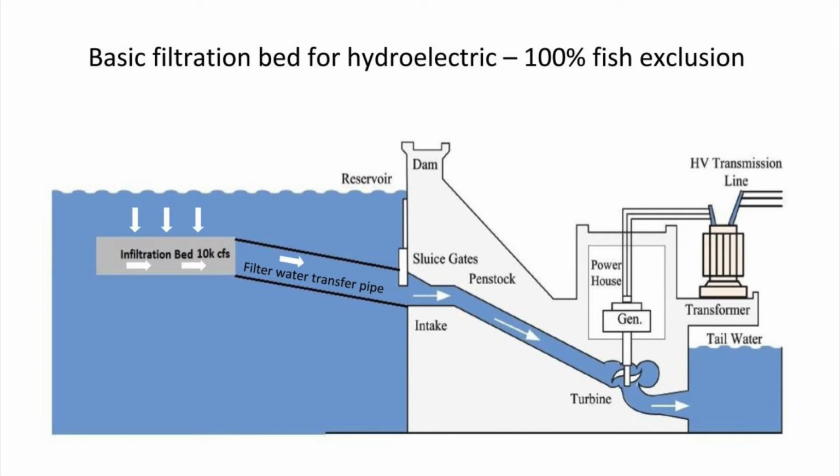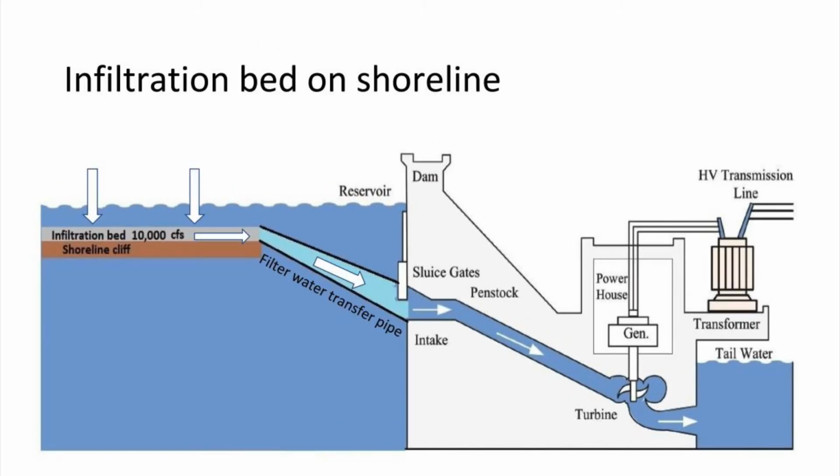As you can see, the bed sits below the reservoir water and water enters from the top and then is passed through manifold pipes at the bottom of the bed. The water is still flowing through the gravel into the bottom of the bed, into the manifold pipes. And then there's a pipe that actually connects the infiltration bed to the penstock, so that filtered water is only passed through that transfer pipe. There's no way for fish to enter into this infrastructure once it's in place.